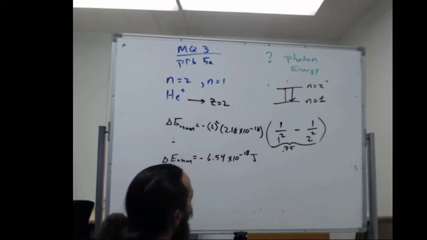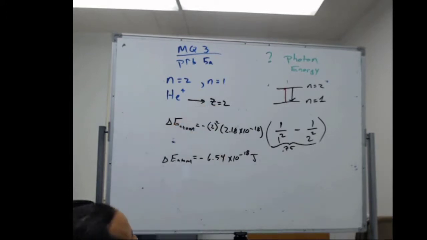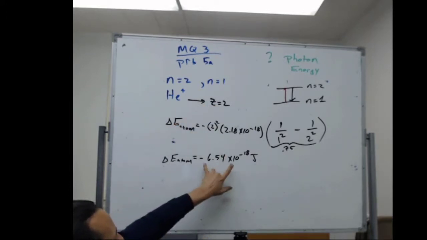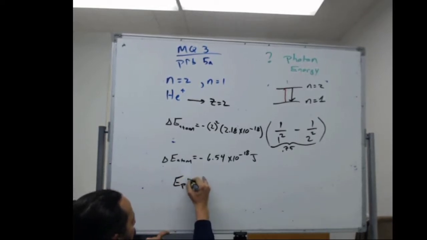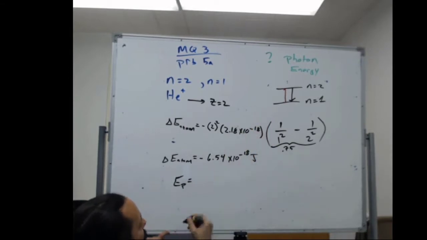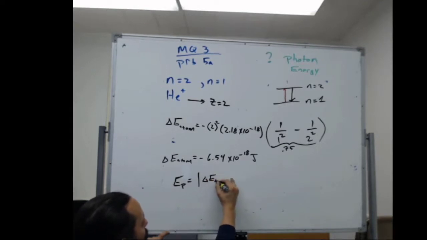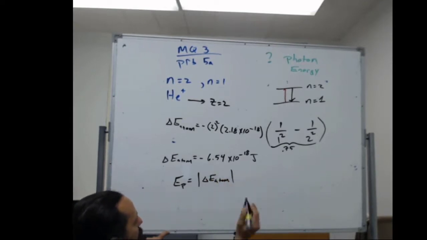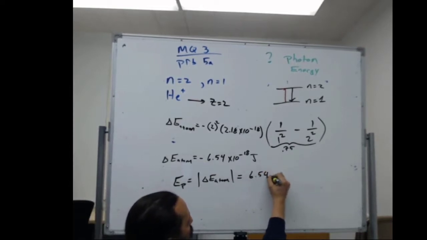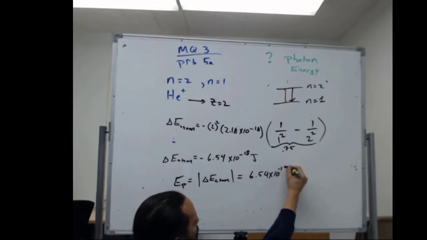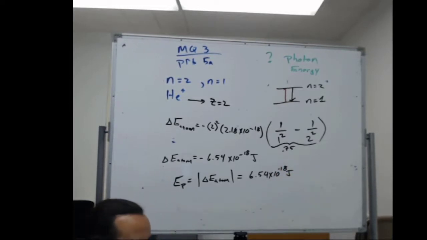The atom is losing energy, right? It's dropping in energy. So I end up with the atom losing energy. The photon energy, since whether it's gaining or losing energy, the energy of the photon is still the same, I'm going to say the energy of the photon is just going to be equal to the absolute value of the energy of the atom. So that means the energy of the photon is 6.54 times 10 to the negative 18 joules. We have to be careful.